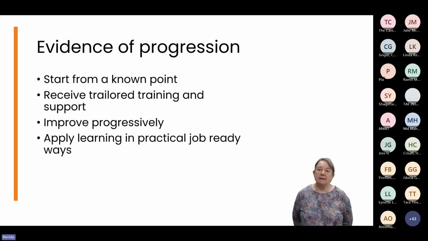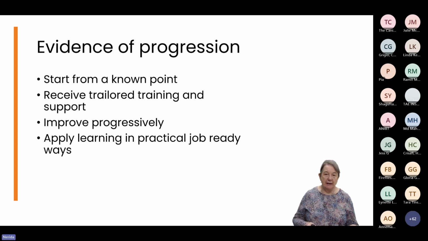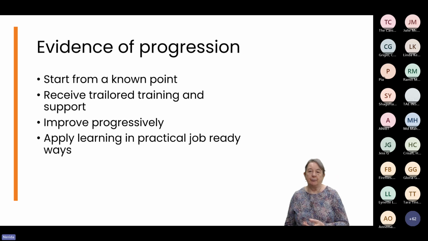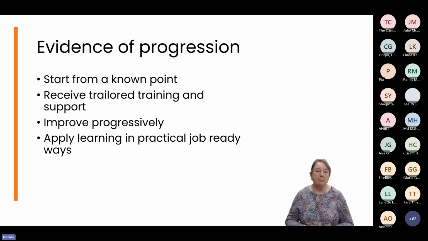RTOs are expected to provide clear evidence that learners aren't just coasting through. They're learning, growing, and heading somewhere useful. And that means showing where they started, their strengths, their barriers, the whole mix. And then what kind of tailored support they got and how they improved over time. Not just hitting competent in week 10 and then calling it a day. And most importantly, we need to show that they can actually apply their learning in the real world. If they've done a course on hospitality, they should know how to carry three plates, not just write it in a multiple choice question.